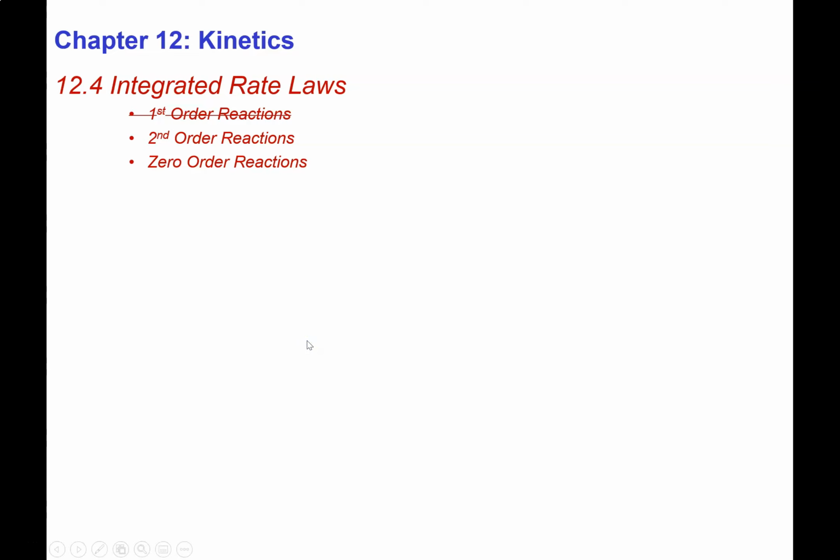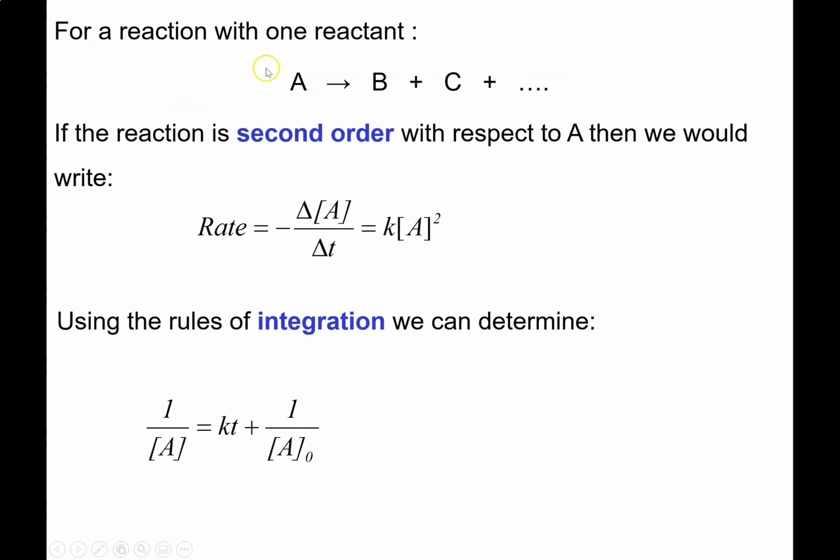In this video, we extend the concept of the integrated rate law to second order reactions for reactions that have only one reactant. So if I have a reaction that has just the one reactant and is second order with respect to A, then I could write that the rate of this reaction would be equal to the negative of the change in concentration of A over the change in time. And we can write that because the coefficient here is just simply 1. That would be equal to k multiplied by the concentration of A squared because it's second order.